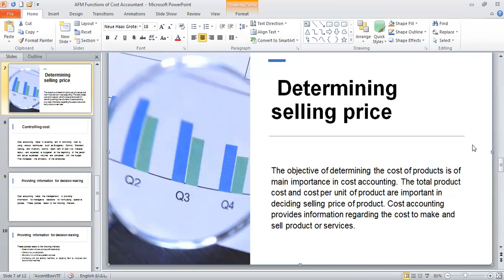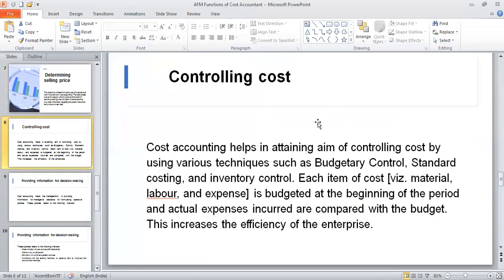So once we know the total cost of the product, the cost per unit of the product, by adding some profit margin, we may fix the selling price of the product. This is about determining the selling price. In what way is cost accounting going to help?